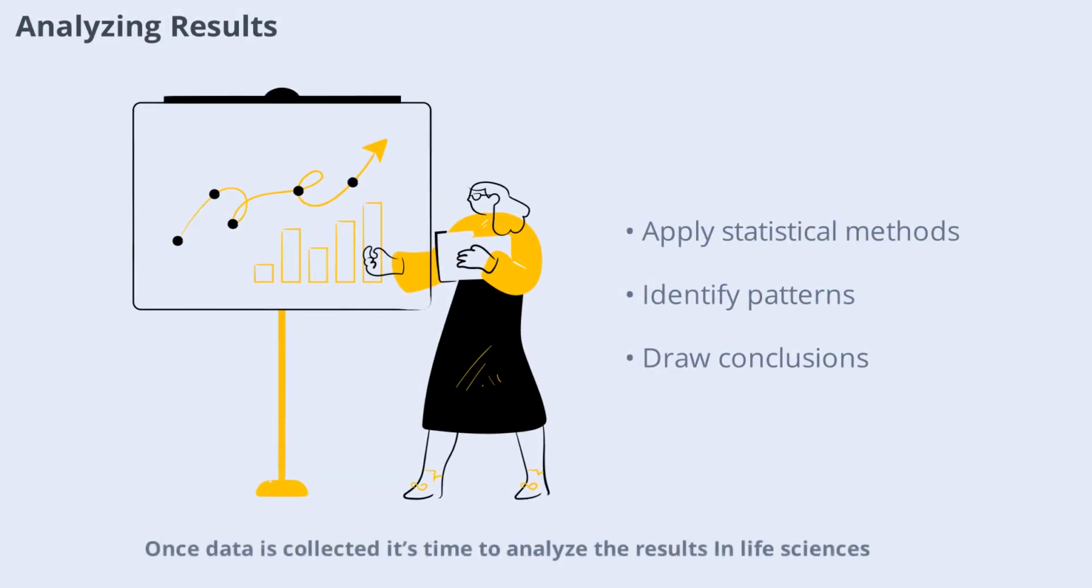Once data is collected, it's time to analyze the results. In life sciences, this often involves statistical methods to determine if findings are significant. Scientists look for patterns, relationships, and anomalies in the data. For example, they might compare infection rates between groups or track changes in gene expression.